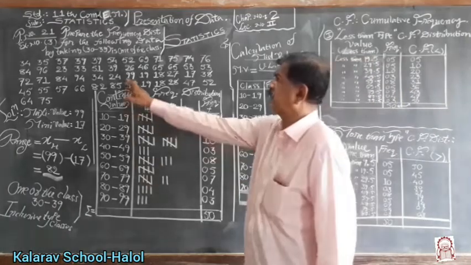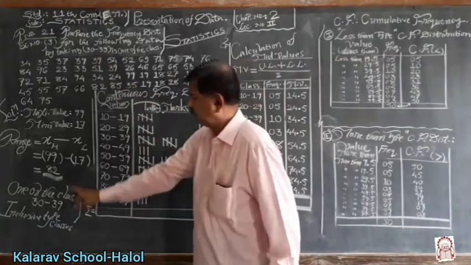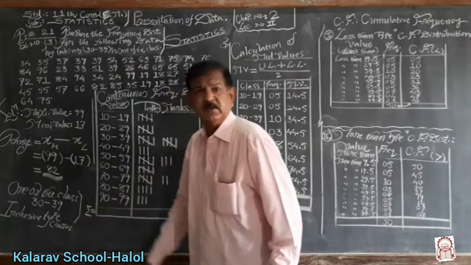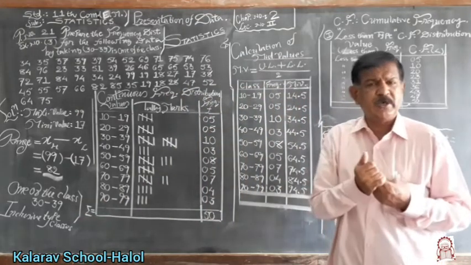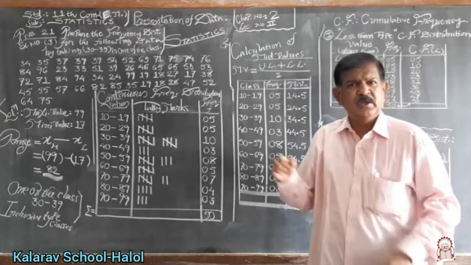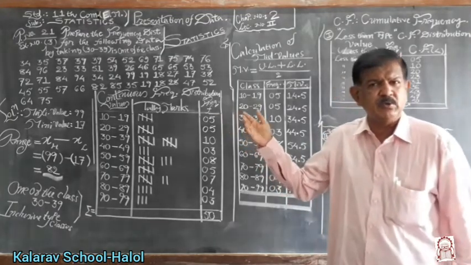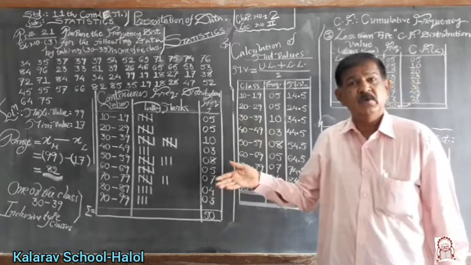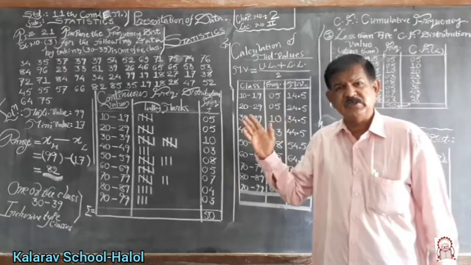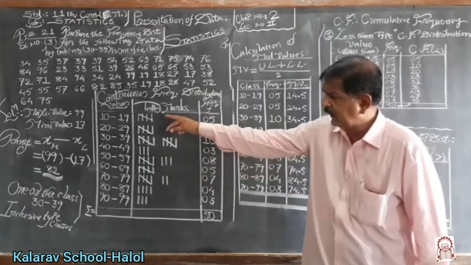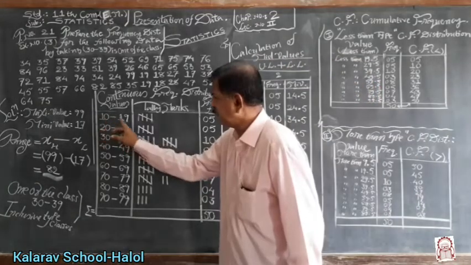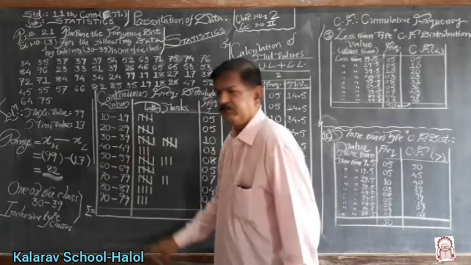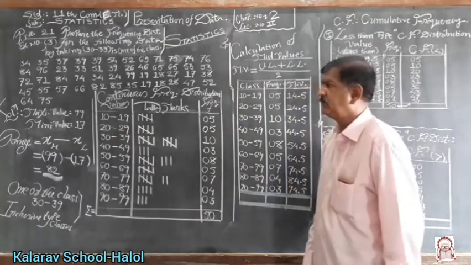One of the classes we have to take is 30 to 39. This type of class is known as an inclusive type of class. Classes are of two types, exclusive and inclusive. If we take 10 to 20, 20 to 30, 30 to 40 and so on, then these classes are exclusive. But these classes are of inclusive type, in which both the limits, lower limit as well as upper limit, are included.